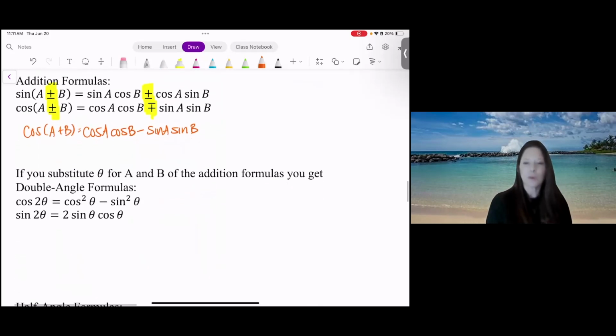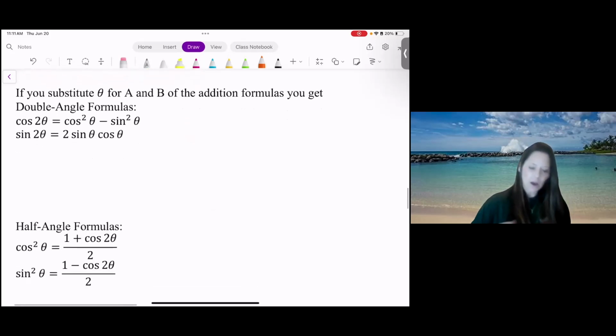The double angle formula means if you have 2 theta, cosine of 2 theta becomes cosine squared of theta minus sine squared of theta. And then sine of 2 theta is 2 sine theta cosine theta. The half angle formulas are cosine squared of theta is equal to 1 plus cosine of 2 theta over 2, and sine squared is 1 minus cosine 2 theta over 2.